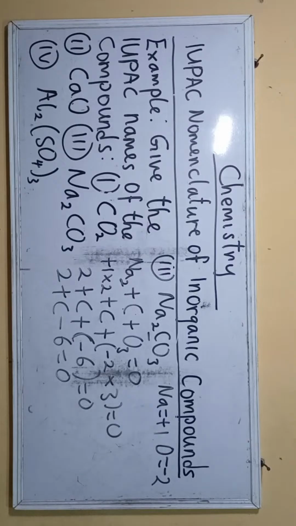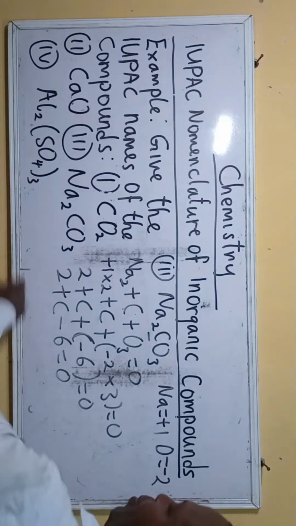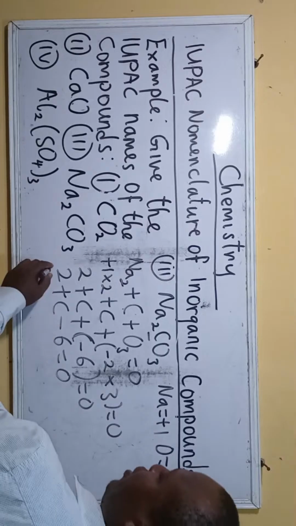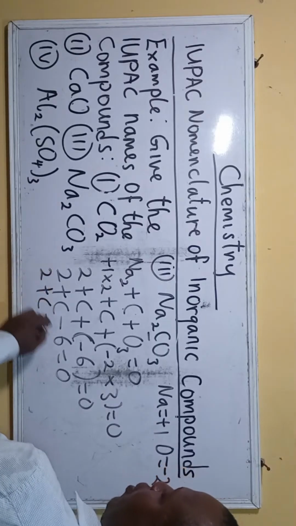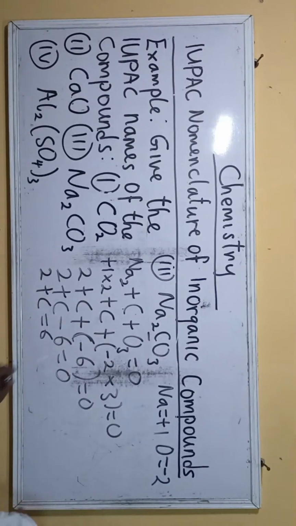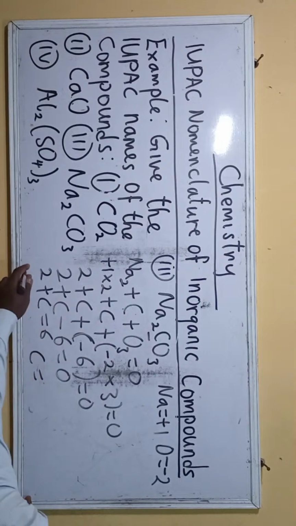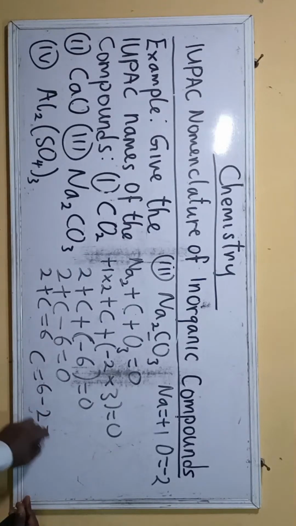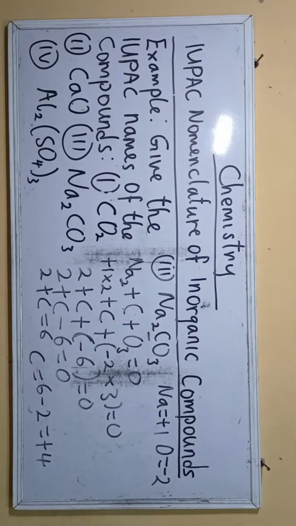Before I name this compound, we have to finish the working first. Collecting like terms, C equals 6 minus 2, which is +4.